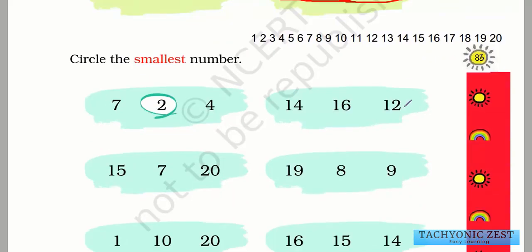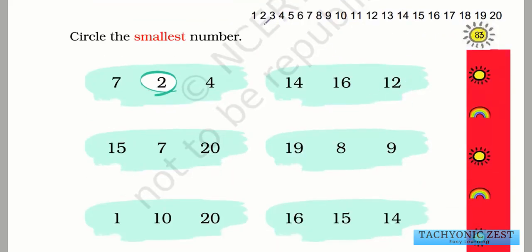Now next is circle the smallest number. So I have written numbers from 1 to 20. I would say if you have to solve these questions, you also please write all the numbers from 1 to 20. It will be easy and helpful for you to solve. So circle the smallest number. First one is already done for us. Okay, so let us see the next one.